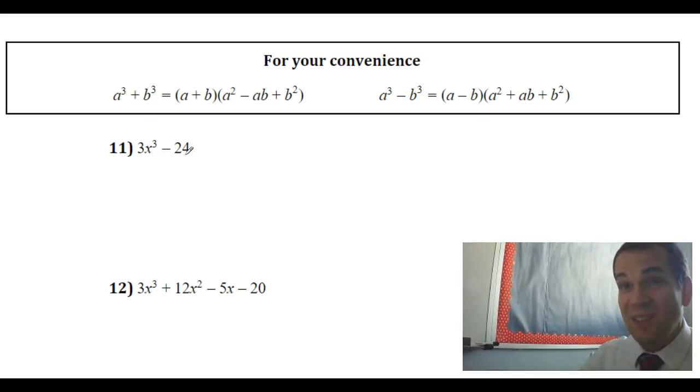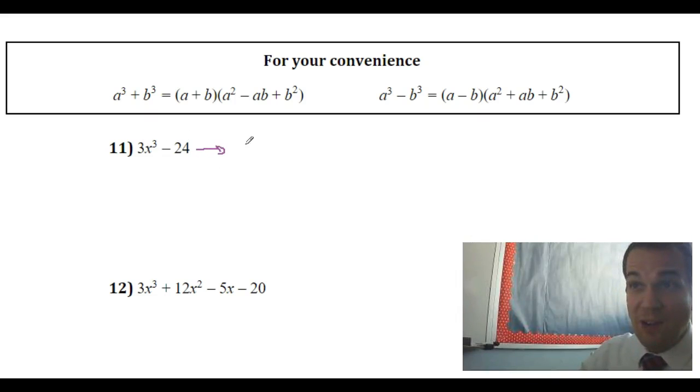This first one, though, it is kind of weird. I can't really multiply a number by itself 3 times to get 3. And I certainly can't multiply a number by itself 3 times to get 24. 2 times 2 times 2 is 8. That's not nearly big enough. And then 4 times 4 times 4 is 64, way too big. So it seems like we're kind of stuck, except that with 3 and 24, 3 is a common factor.